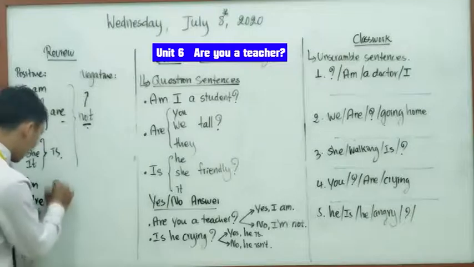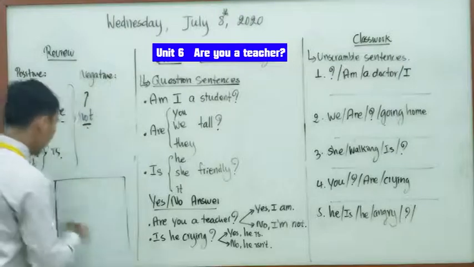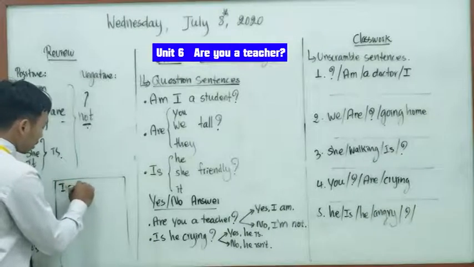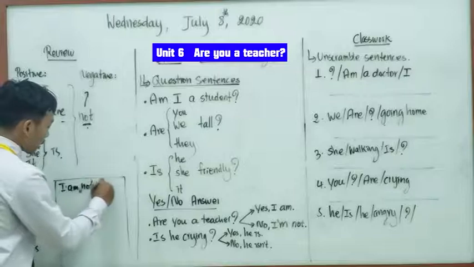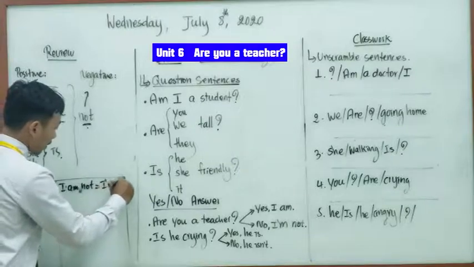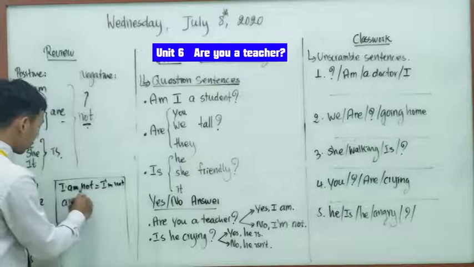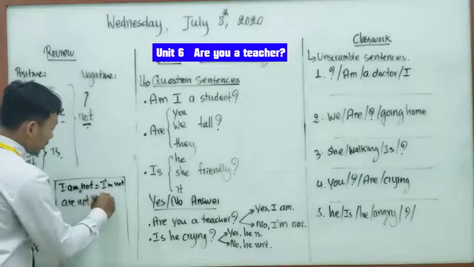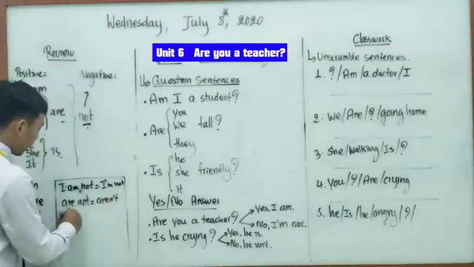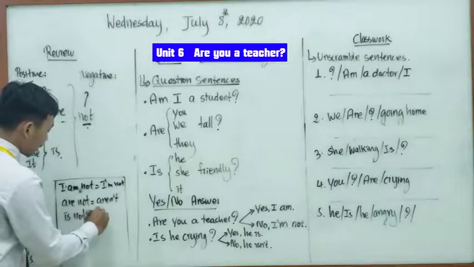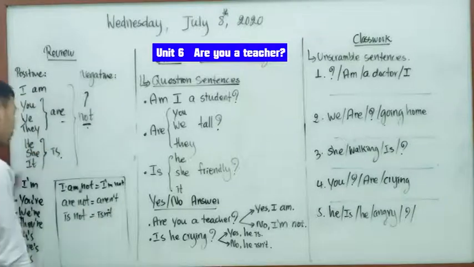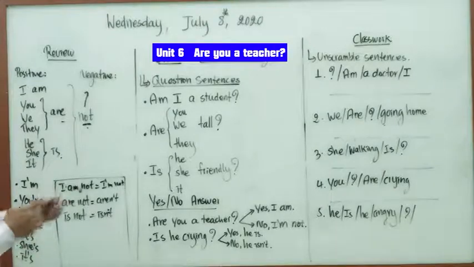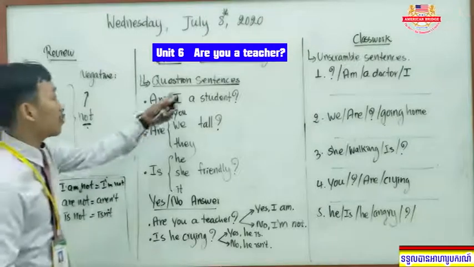And you need to remember that, everyone. I am not, so the short form is I'm not, okay? But are not equals, what is it? Aren't. And is not equals, what is it? Isn't. This is the short form of is not, isn't, so you need to remember, okay? Good. So now, do not waste the time, everyone. Let's move to our main lesson altogether.